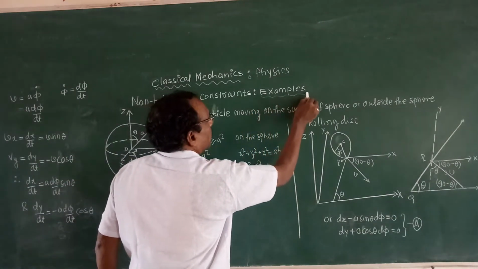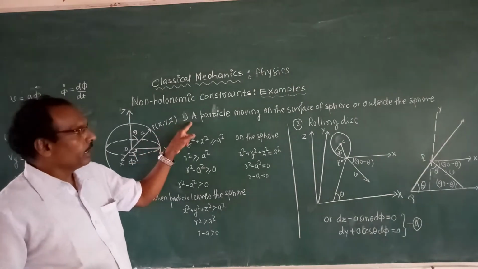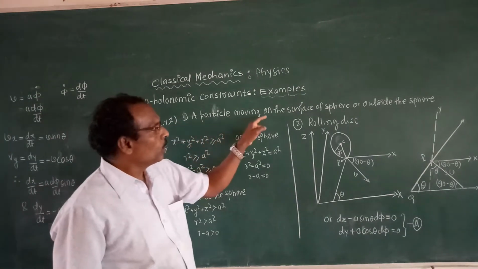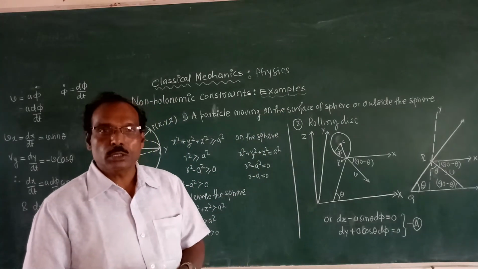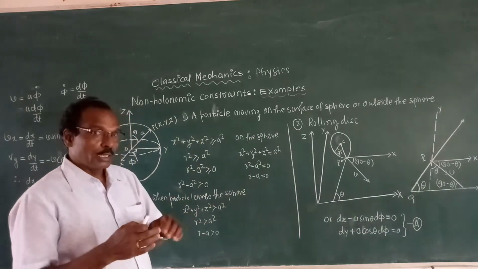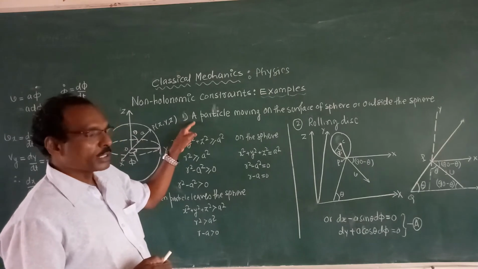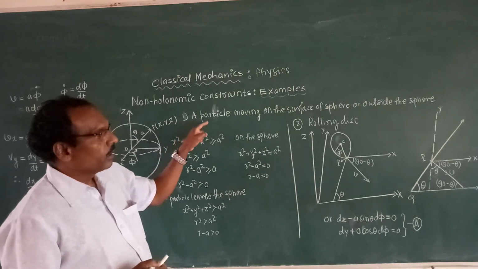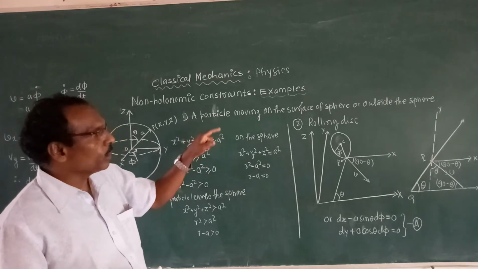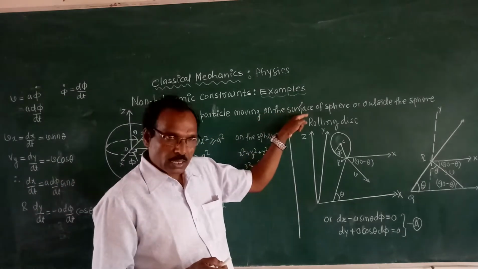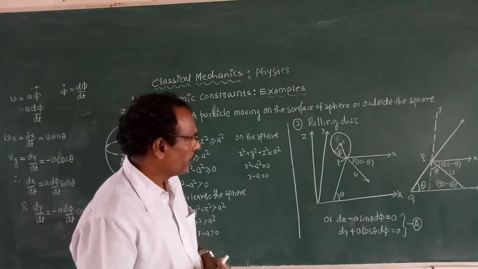Let me explain example number 1. A particle moving on the surface of a sphere or outside the surface of a sphere. This problem can be put in other words: a particle moving on the surface of a sphere under the action of gravity, or under the action of gravitational force.